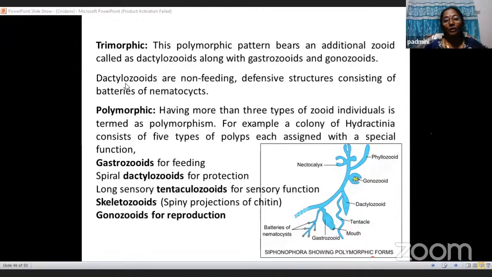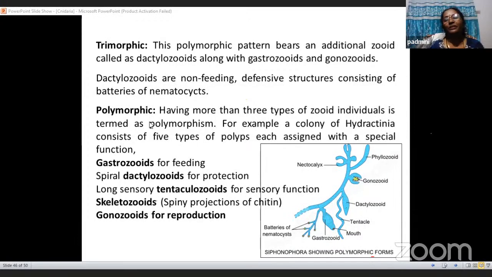And dactylozoids, what are they? They are non-feeding defensive structures consisting of batteries of nematocysts. Remember that Portuguese man of war, you have those battery-like nematocysts which help in stinging. So that is what dactylozoids are all about. And gastrozoids, what is a gastrozoid? They help in digesting the food, capturing and taking the food inside. Gonozoids are for the production of the reproductive germ cells.